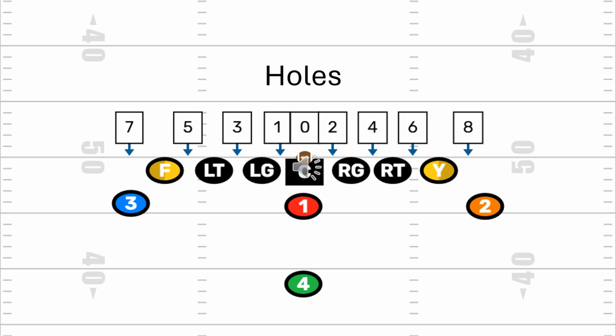Next, some more review. The holes are the running lanes, right? Everything right of the center will always be an even number, 2, 4, 6, and 8. Everything left of the center will always be an odd number, 1, 3, 5, and 7.